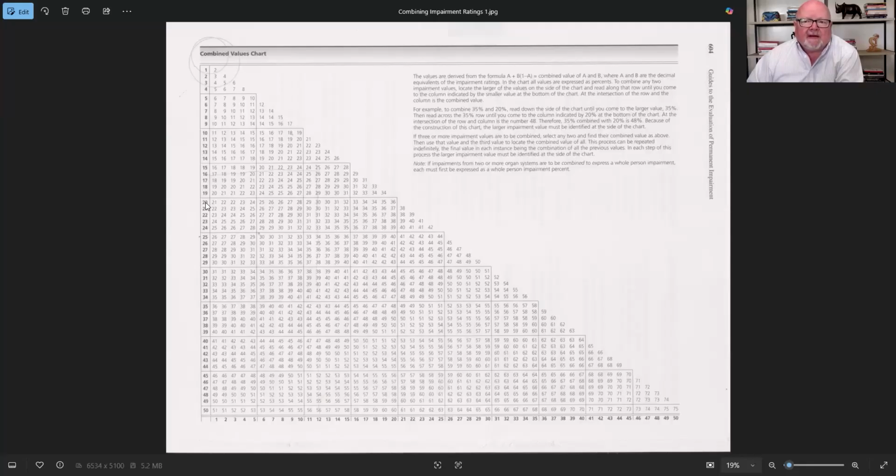So I had 20, 10, and 5. I'm going to go with 20. Here's 20. My next number I want to do is 10. So I'm going to come over to 10, come all the way up to where it reached 20. There's 20, so that's 28.